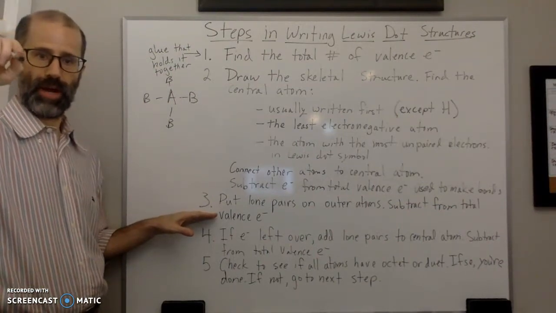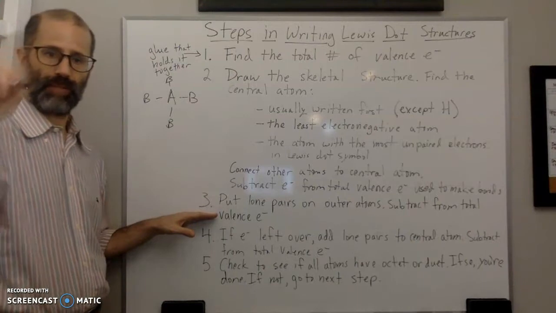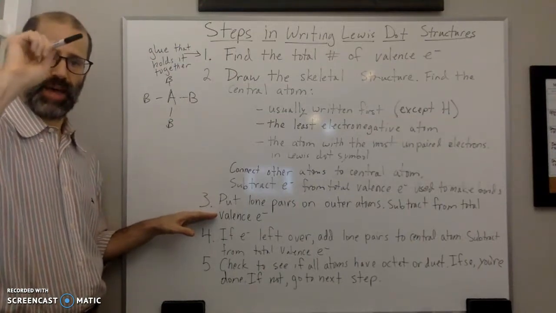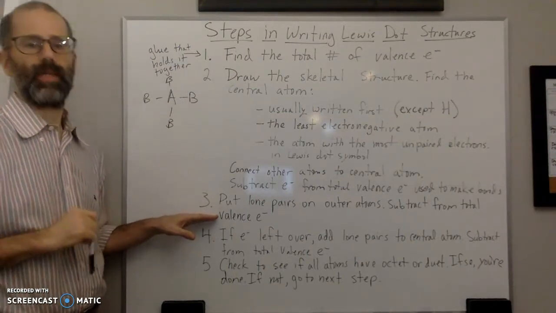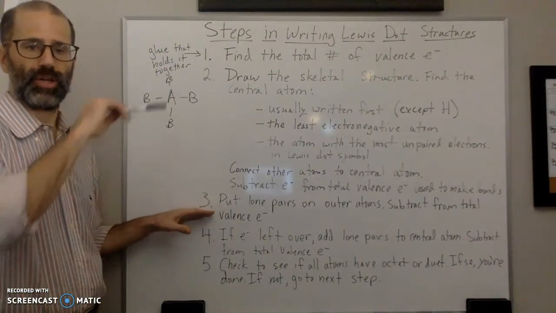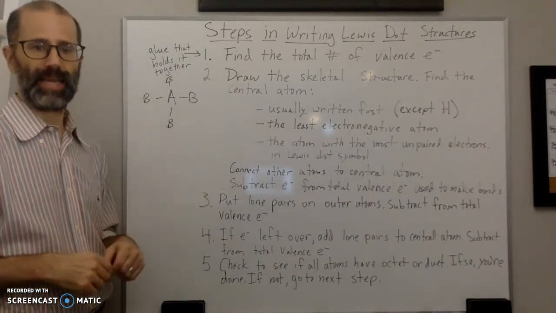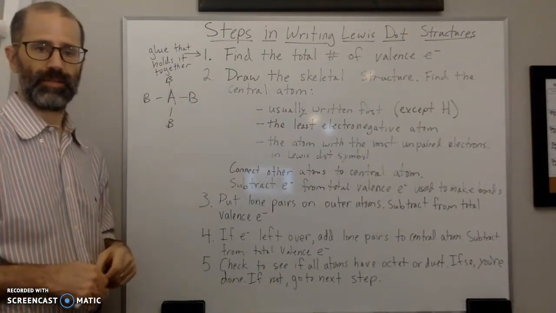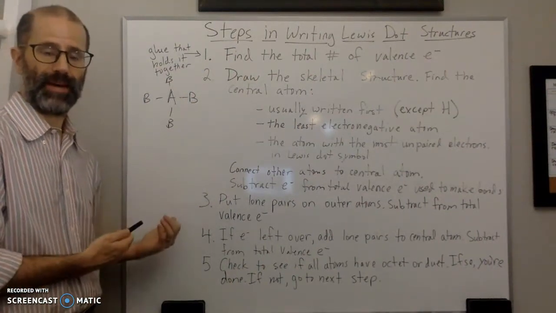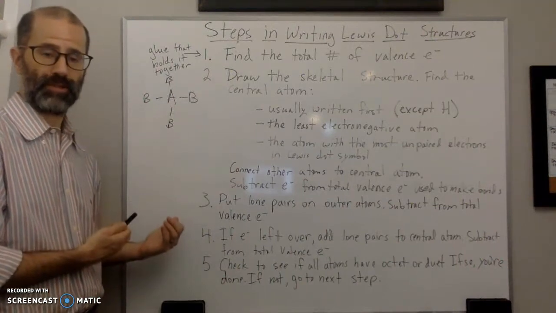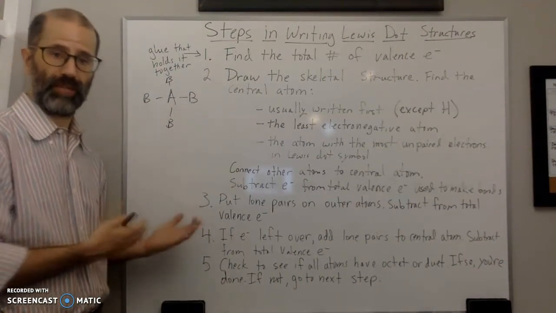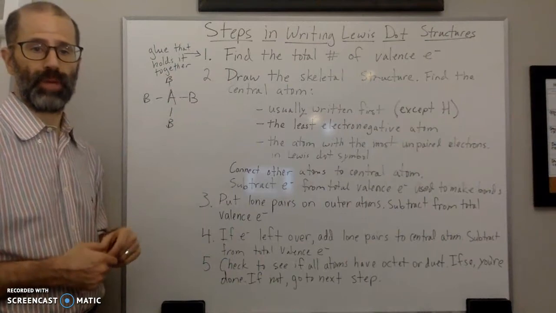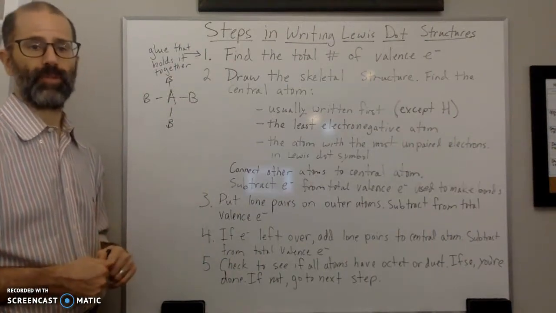So if you have an outer atom that only has 1 bond, then you're going to give that 3 lone pairs to give it an octet. So you're going to give all the outer atoms an octet with your leftover valence electrons. And again, you're going to subtract the number of valence electrons that you used to give those atoms the lone pairs from the total.